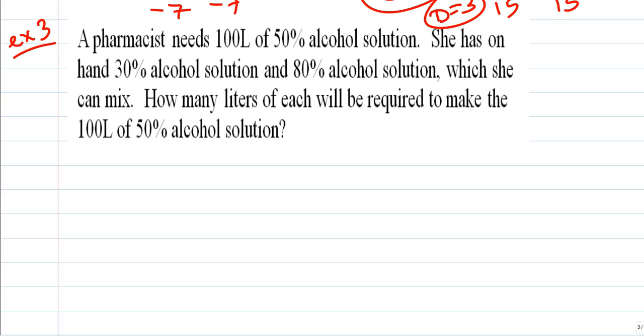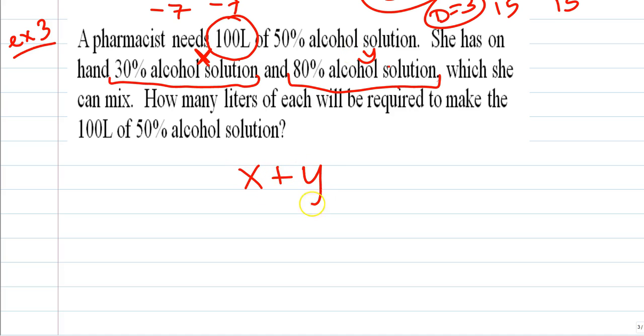We have a total amount. Our total amount we want is 100. We have 2 different mixtures. The 30% alcohol solution, we'll call that amount X. The 80%, we'll call that amount Y. I know that, remember, we have a total amount. If I add X plus Y, that should equal a total of 100 liters. The amount of 30% plus the amount of 80%, I'm going to total 100 liters there. So that's our total amount.